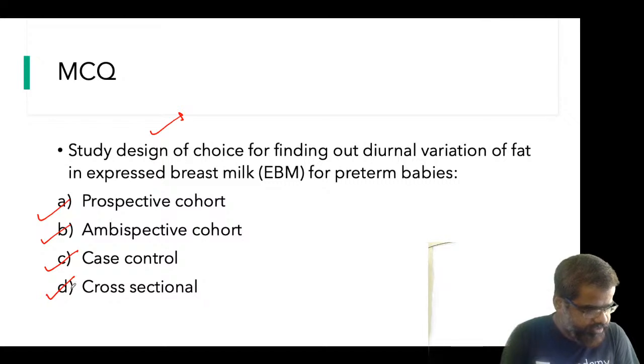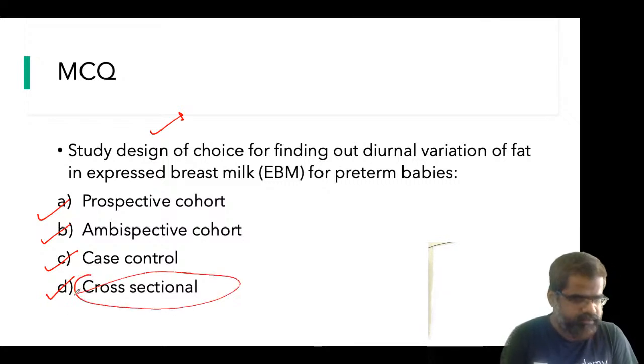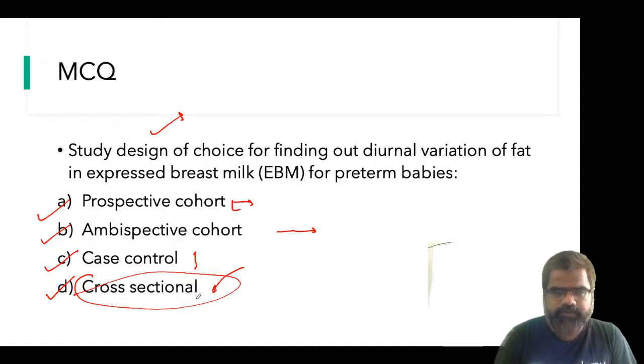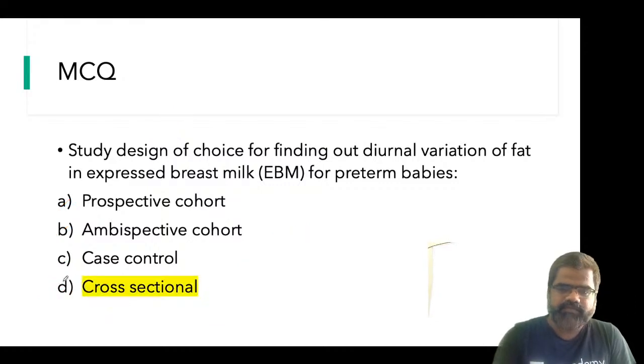Sindhu goes with D. Okay, cross-sectional. Yes. Bharti goes with D. Yes, students. You cannot go with prospective cohort. You cannot go with both retrospective and prospective cohort, which is ambidirectional cohort. And case control definitely doesn't suit. The study best chosen for such studies is cross-sectional. You go once, a single examination study, and try to find the variation. So this is the best study, right?